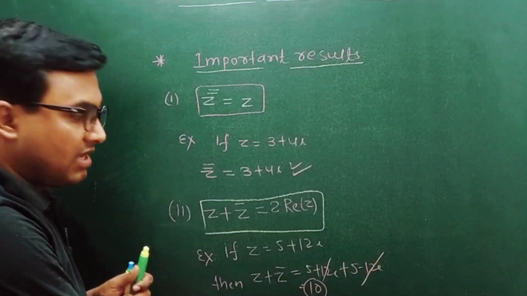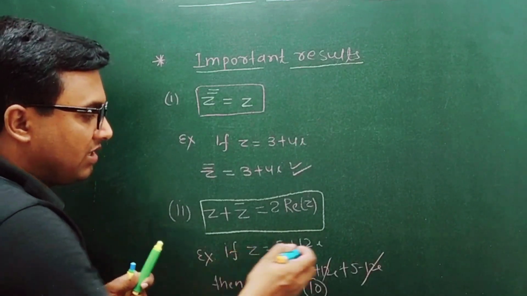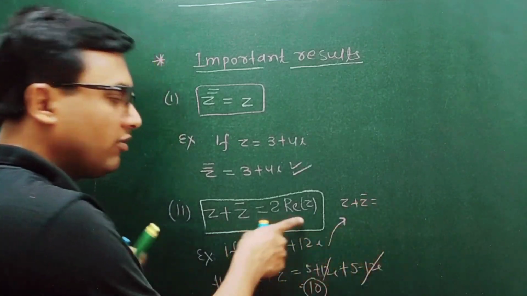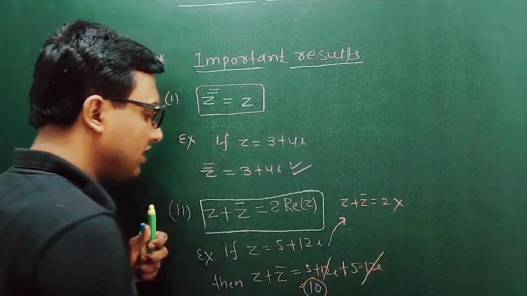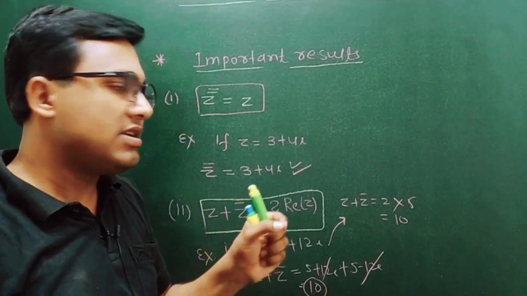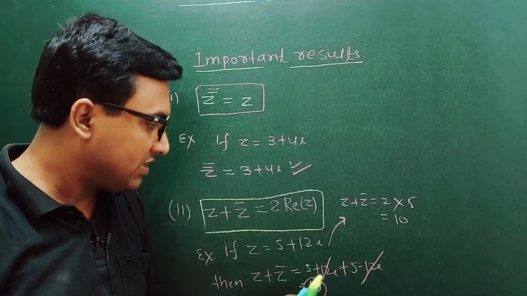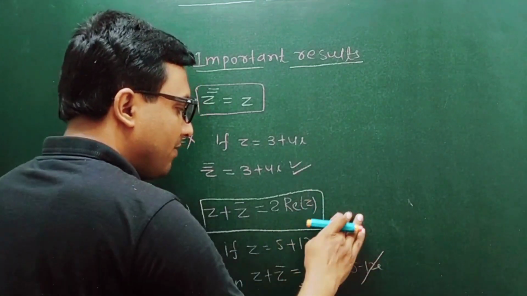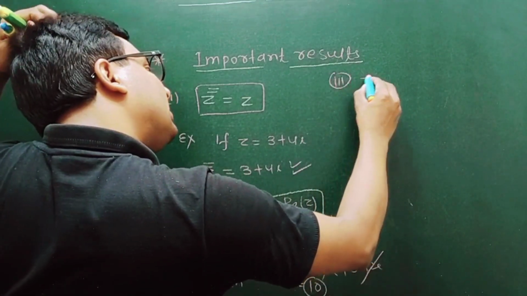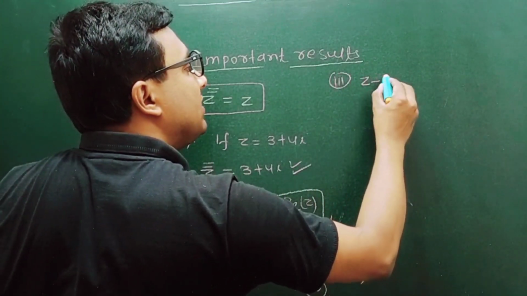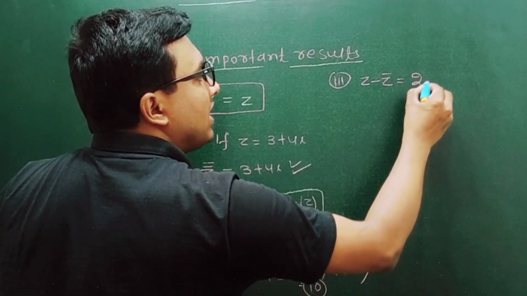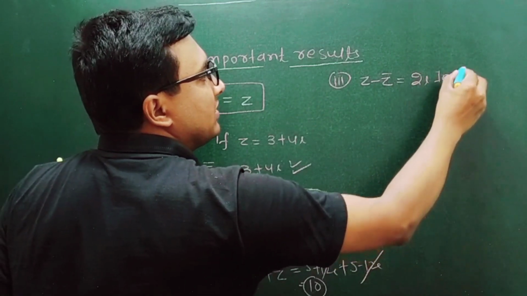This is the process. But directly we can write from this question, z plus z conjugate equal to what? 2 into real part. What is the real part? 5. 2 into 5 equal to 10. Directly we can use this property. But this is the process. So always remember this result, very important result here. Third result is z minus z conjugate is equal to what? 2 iota into imaginary part of z, right?